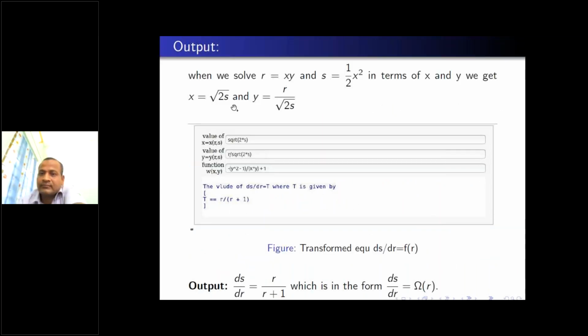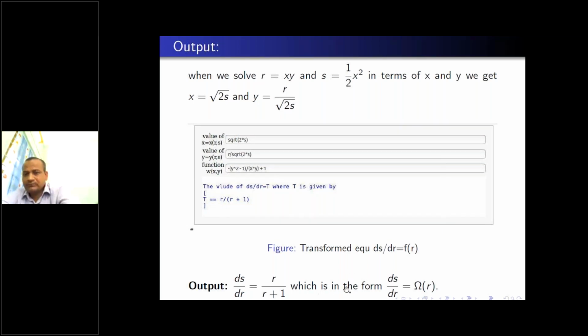if you put again the values, when you solve, r is equal to xy and s is equal to 1 upon x square, in terms of x and y we get x is equal to root 2s and y is equal to r upon root 2s. When we put these two values in the right hand side of the differential equation, we get t is equal to r upon r plus 1, where t is ds by dr. In this algorithm, I have used the symbol t for ds by dr.